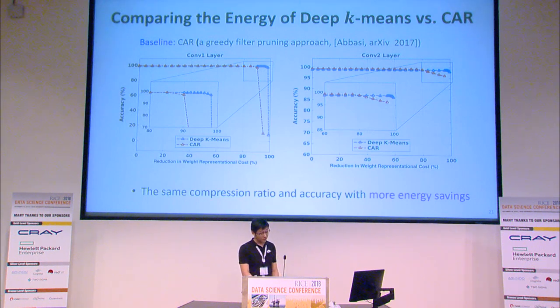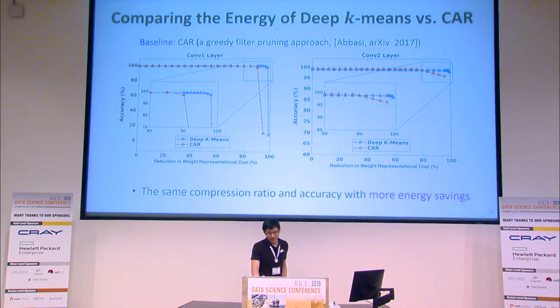After we have confirmed our energy model, we can use it to test the energy cost. Earlier, I showed that our deep k-means technique can reduce the memory usage a lot. This slide shows that it leads to more energy savings, as well as the shrinking of the memory.